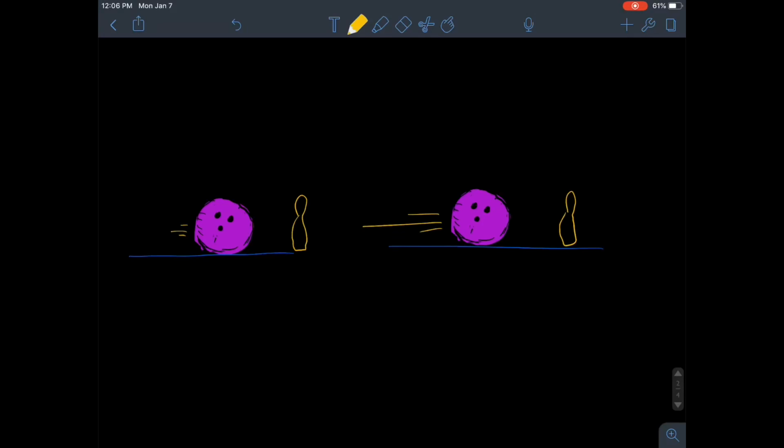So the one with less speed, it's going to be easier to change its motion. It's going to be easier to stop it. So therefore, it's going to have less inertia, because inertia is the resistance to change its motion. So if it's got less resistance to change its motion, that means it's easier to change its motion, so it has less inertia. If we have more speed or acceleration, that means it's going to have a lot more of a resistance to change. It's going to be hard to change, so it's going to have more inertia.